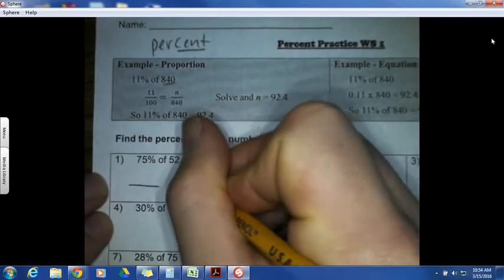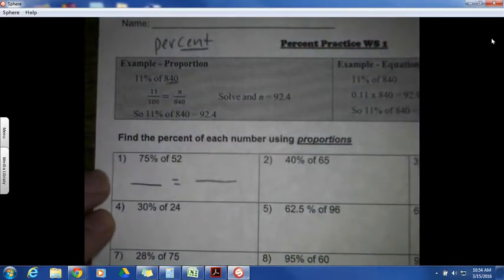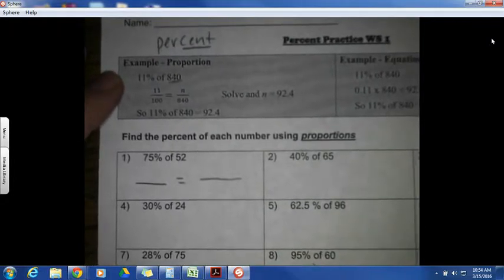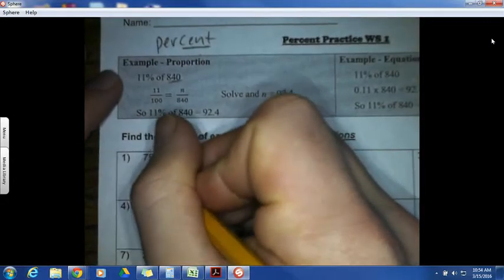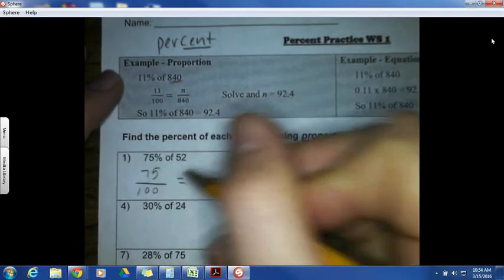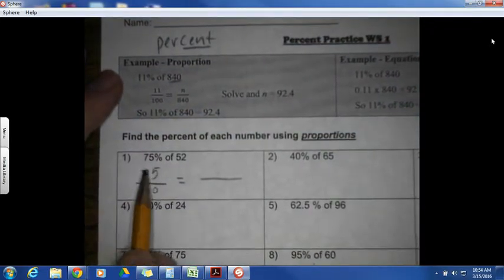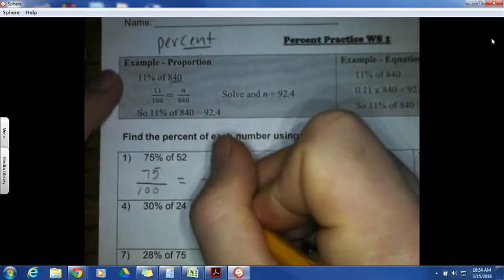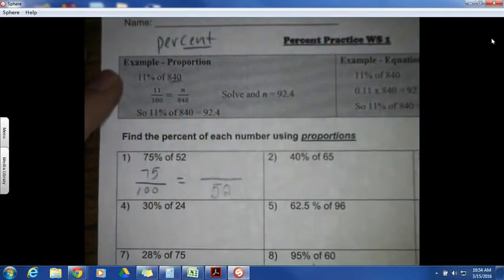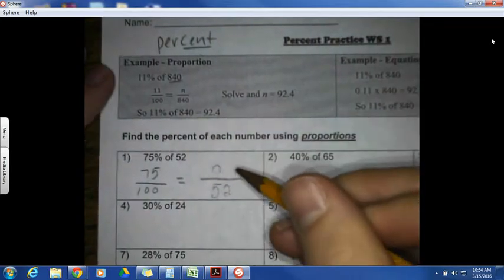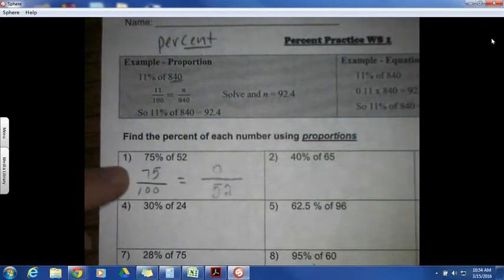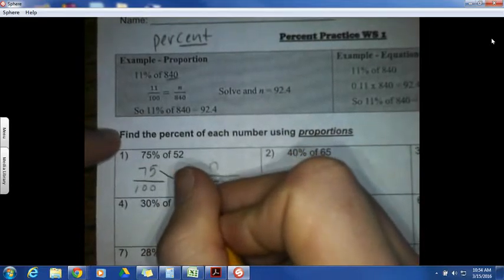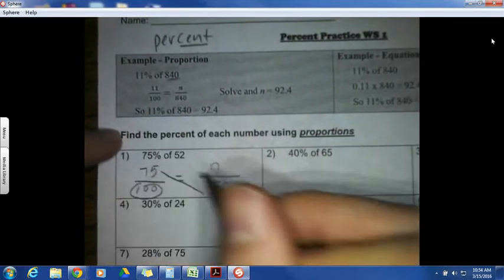So let's try number 1. So our percent is 75. Okay, so our first ratio is going to be just 75 over 100, because that's our percent. What is 75% of 52? So 52 goes on the bottom, since that's our whole, and we're trying to find what part of 52 is 75%. So once we have it set up, we can just cross multiply and divide by 100.